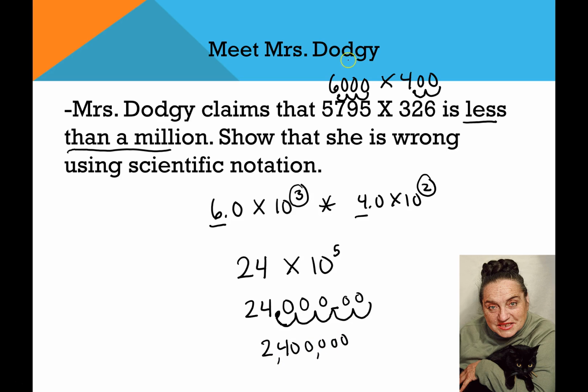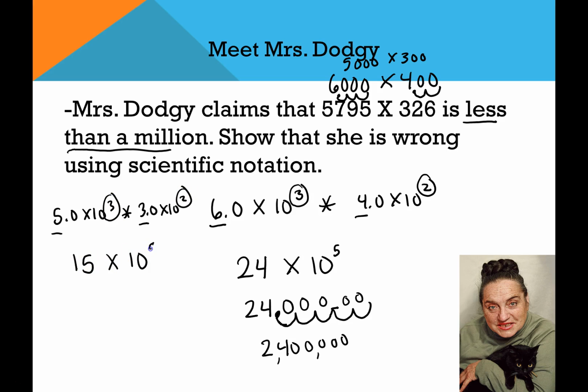You could also have tried this problem with 5,000 times 300, and let's see what we get there. That's 5.0 times 10 to the 3rd times 3.0, right, we're going to round down, 3.0 times 10 to the 2. 5 times 3 is 15, times 10 to the 3 plus 2 is 5. So we're going to take this 15.0 and go 1, 2, 3, 4, 5. And that's going to give us a 15 with that. And I'm left with 1.5 million.